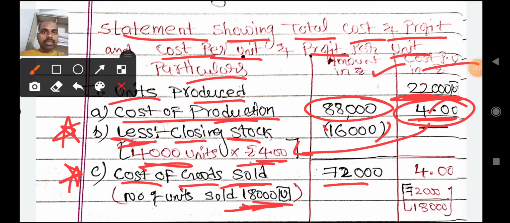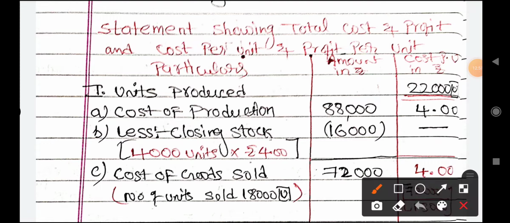ये यहाँ पे ले लेंगे, cost of goods sold per unit 4 rupees. How? 72,000 divided by number of units sold, we need to take instead of number of units produced. Okay, so it is 4 rupees we have got.